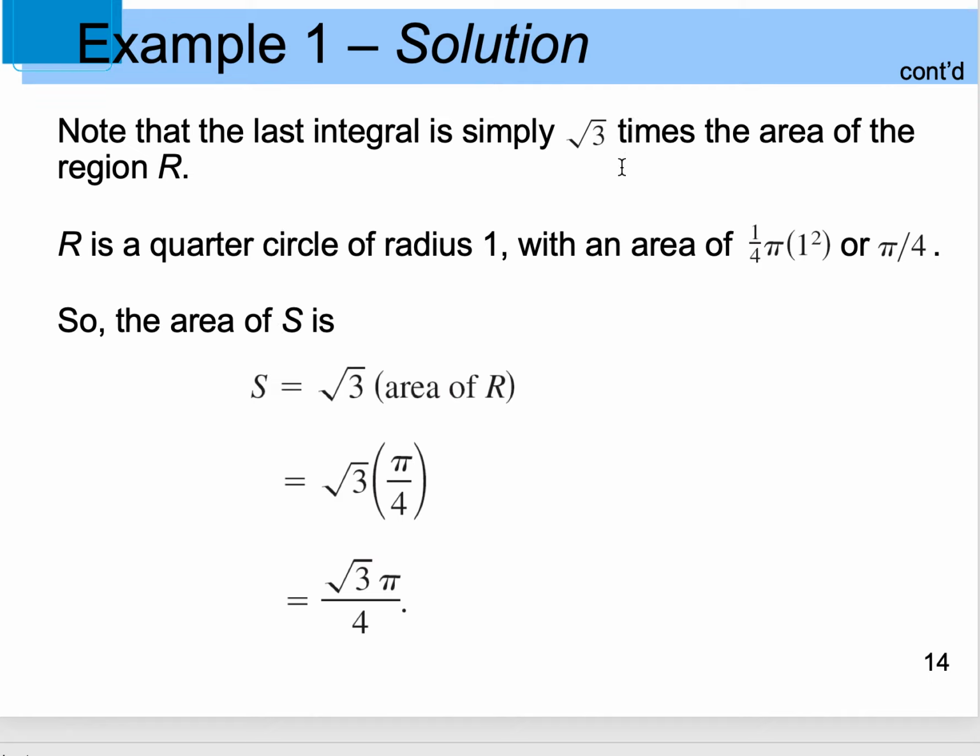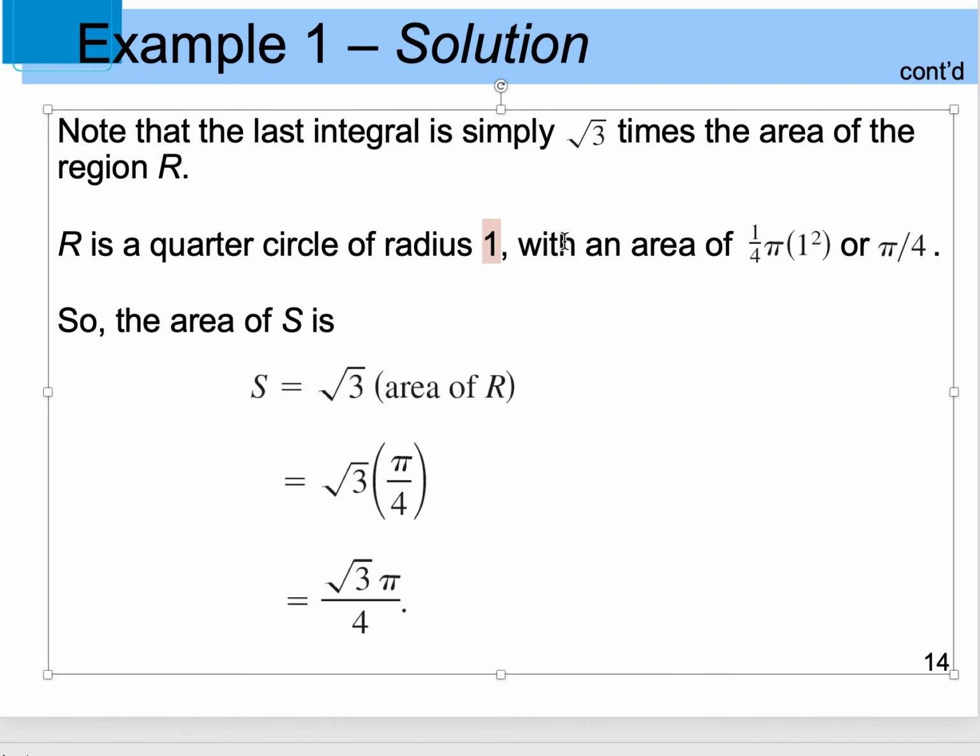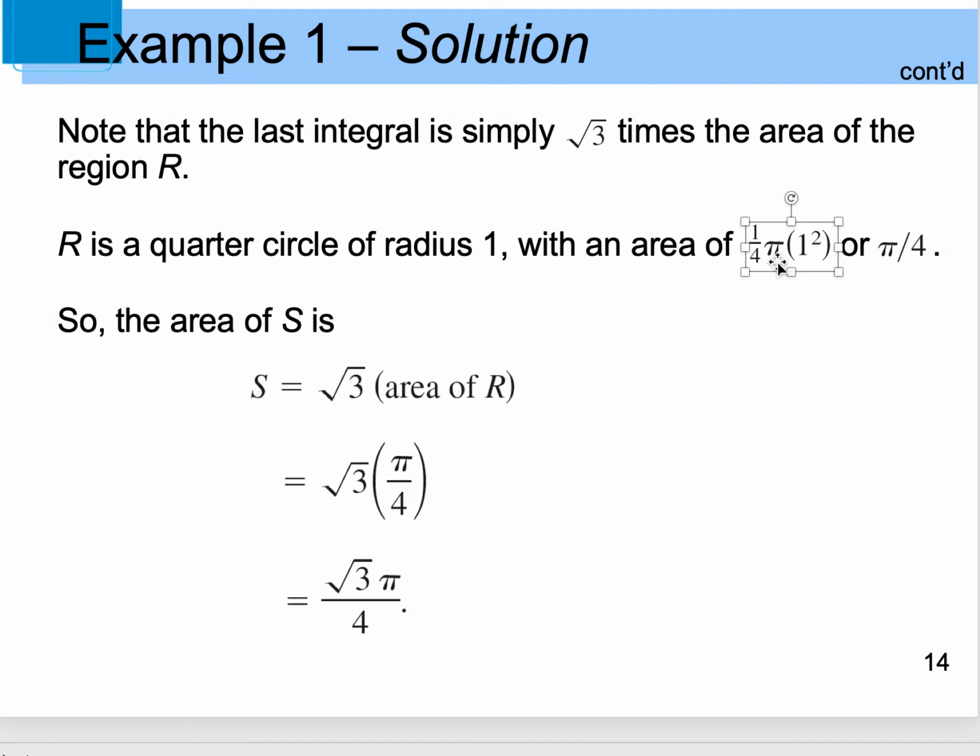So I know that I have square root of 3 times the area of that region. R is a quarter of a circle with radius 1, from what I just showed you in the image. If it's a quarter of a circle with a radius of 1, then that's how I get to pi over 4. So I'd have square root of 3 times the area of my R, which is pi over 4, and that's where I get square root of 3 over 4 times pi.